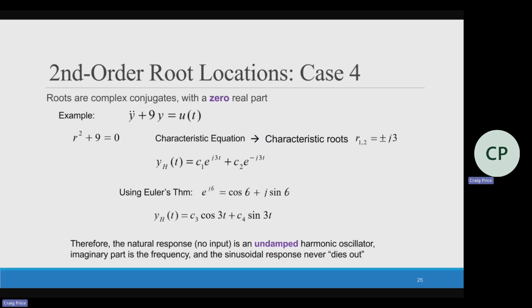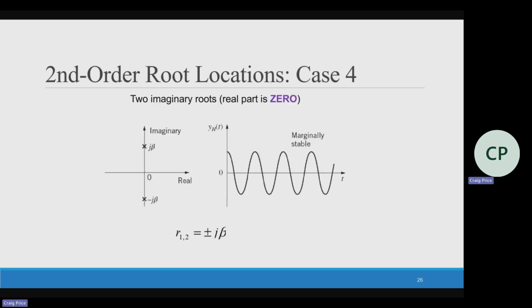Okay, the last one, we don't see this too often, but we could have a zero real part. We would call it purely complex. So if my roots are just an imaginary term, this would be my omega. I don't have a real part, and so that would just give me a sinusoid. I don't have an e to the negative anything. It's not dying out. And they call this a harmonic oscillator.